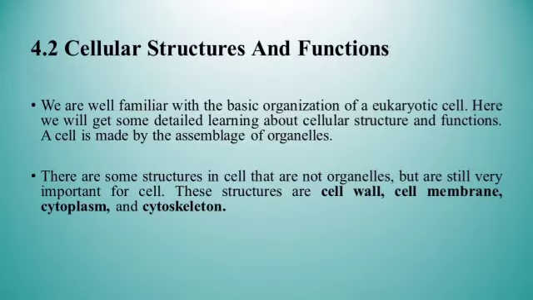Starting with cellular structures and functions, we are all well familiar with the basic organization of a eukaryotic cell. हम सब जानते हैं कि यूकैरियोटिक सेल क्या होता है. यूकैरियोटिक सेल जो है वो असेंबलेज है बहुत सारे ऑर्गेनेल्स का, जहाँ पे हर ऑर्गेनेल अपना स्पेसिफिक फंक्शन परफॉर्म करता है. But there are some structures in the cell that are not organelles. वो organelles तो नहीं होते, but they are still very important to the cell, and these structures are cell wall, cell membrane, cytoplasm and cytoskeleton. So students, in this lecture we are going to get a detailed learning of cell wall and cell membrane.